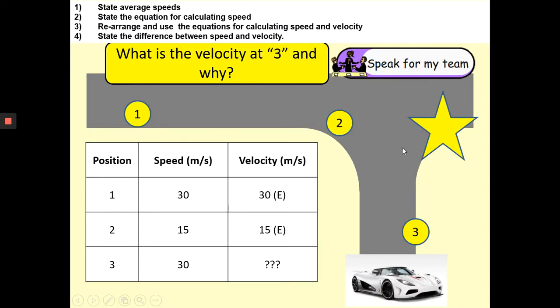So what did you decide we needed to write down for the velocity at 3? On my table here, we've got a speed of 30, but its direction is now going down the page. And again, from our previous lesson, going down the page is considered to be the south direction. So that is 30 meters per second south.